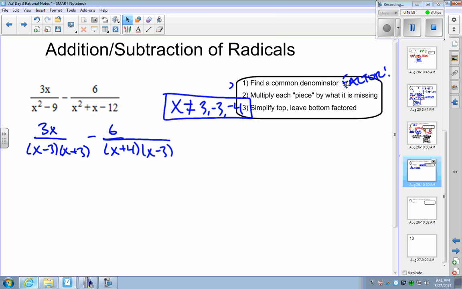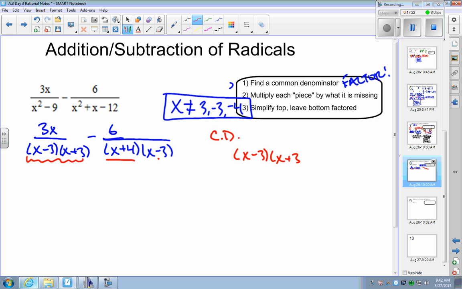All right, common denominator now. Take everything in the first one and figure out what you're also missing. So I need both of the pieces in the first one, and I need one of these. I'm good here. I already have an x minus 3. I don't need another one. So if over on the side, you want to write out what your common denominator is, that may be helpful. Okay, these 3 pieces make up my common denominator.